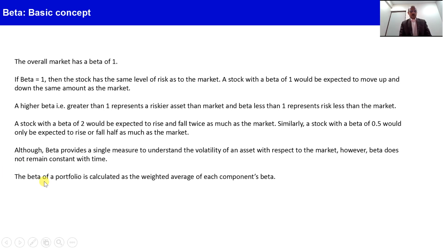The beta of a portfolio is calculated as the weighted average of each component's beta. Whatever the number of assets in a portfolio, if you multiply the weight of each asset in that portfolio by the respective beta of that asset, you can calculate the weighted average beta of the portfolio.